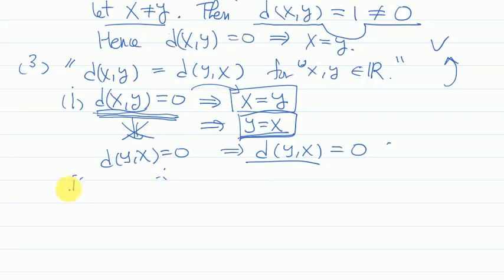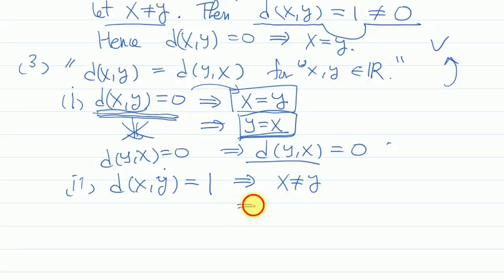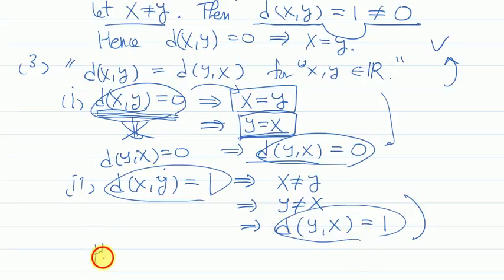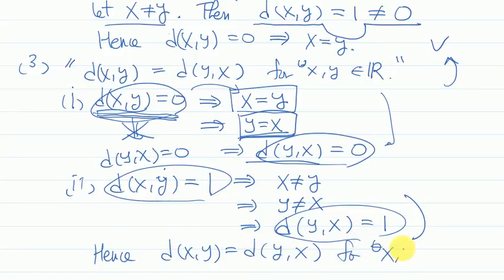If it is 0. So the second case is if dxy is not 0, then we only have 1, right? That's the only choice. Then by the definition, x is not equal to y, which means y is not equal to x. Then by the definition of d, we can claim dyx should be 1. So from both cases, dxy and dyx are the same, no matter what the value is, right? So we can claim finally that dxy must be dyx no matter what x, y are, whether they are equal or not.